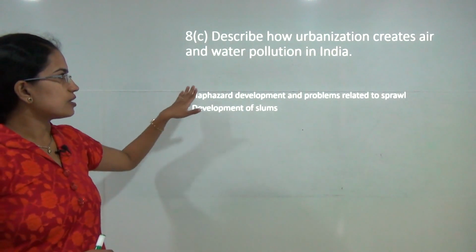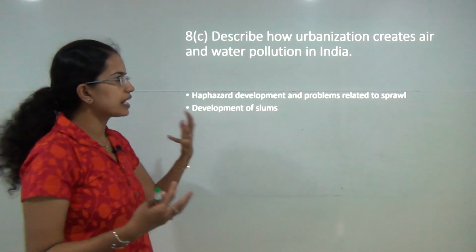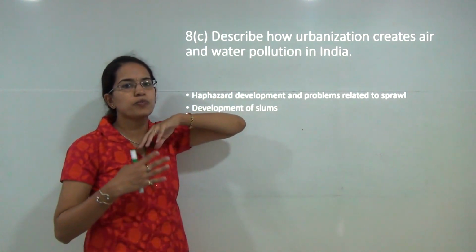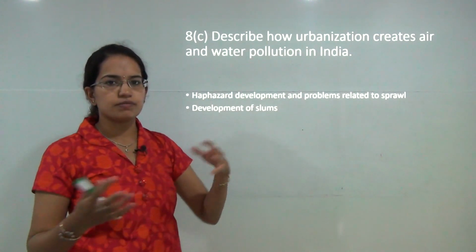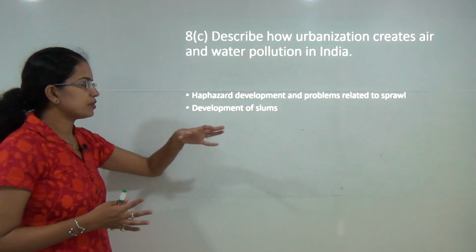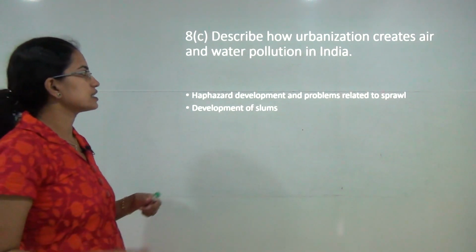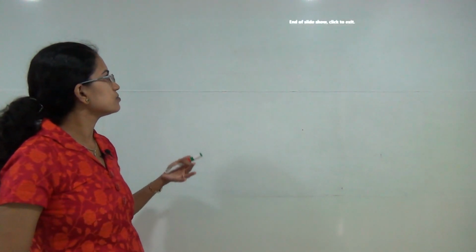The next question talks about how urbanization creates air and water pollution in India. Again a direct question: urbanization leads to haphazard development of cities and urban sprawl. All this leads to the problem of water and air pollution. You have the development of slums, and improper sanitation networks. All these things you must discuss here.